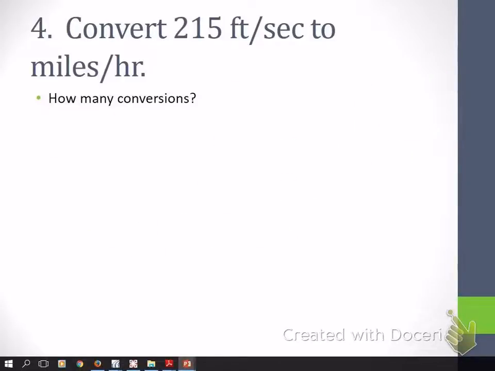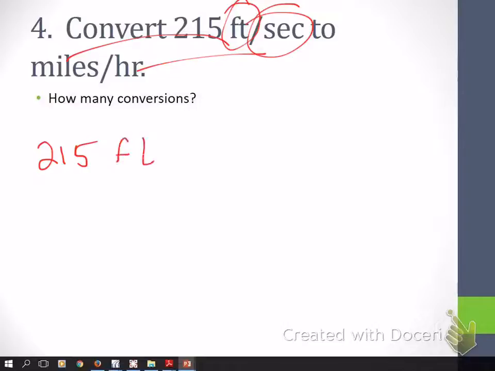What if I wanted to convert 2 units? If I wanted to convert feet to miles and seconds to hours, how many conversion fractions are we going to need there? Well, hopefully you're saying 2, because that's how many we're going to have. We're going to have 3 total fractions, but 2 conversion fractions. And so the first thing I want to do is write 215 feet per second into a unit rate. Because if you're going 215 feet per second, that means you're going to travel 215 feet in 1 second.